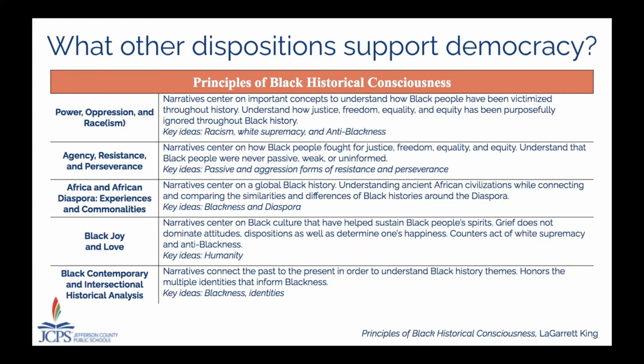globally. So we have this idea that power, oppression, and racism need to be explored, that agency, resistance, and perseverance need to be explored. Africa and African diaspora, experiences and commonalities needs to be explored. Black joy and love, and ultimately Black contemporary and intersectional historical analysis. And the idea that being able to use principles like this in a classroom allows us to sharpen our view of how we investigate and understand the world around us.